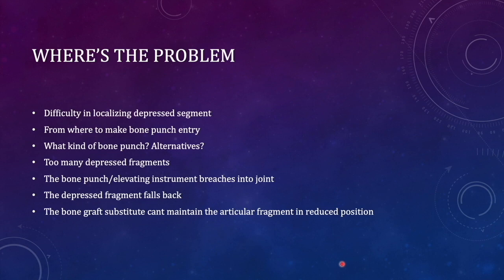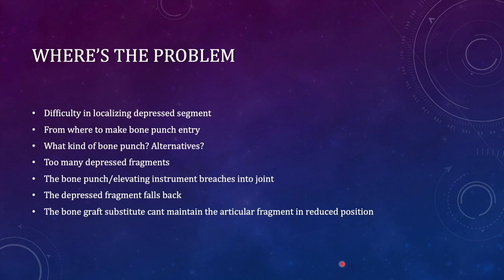Often there is difficulty in localizing the depressed fragment, and often there is difficulty in identifying the proper location for entering the bone punch or bone tamp for elevation of those depressed fragments. Often the devices are limited and the residents are not sure which bone punch to use, and sometimes they don't have the bone punch at all in a limited resource setup. Sometimes the depressed fragments are too many to be elevated and it is very difficult to identify each and every fragment.